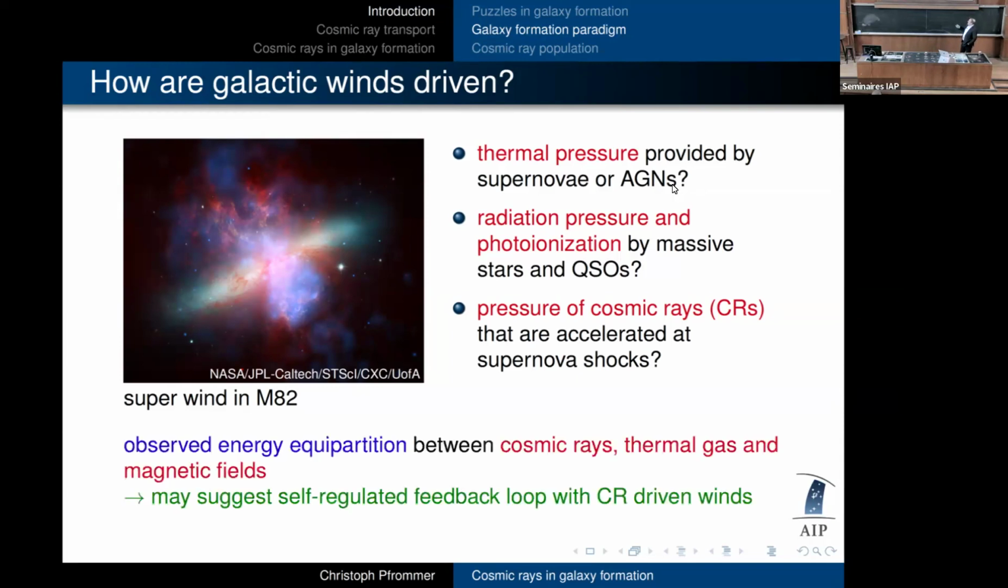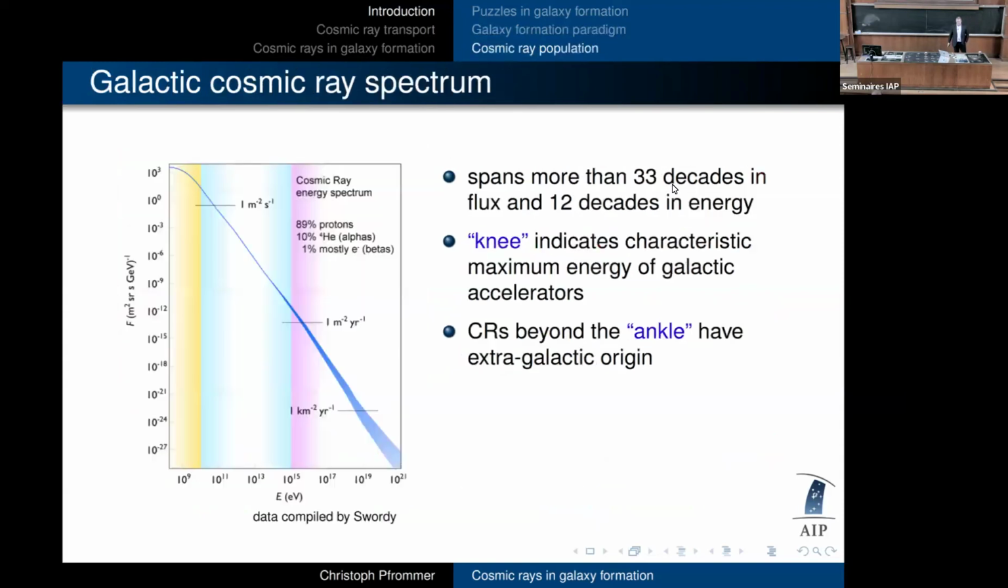So the main idea is that we observe an energy equipartition between cosmic rays, thermal gas, and magnetic fields in the local interstellar medium. Now, the thermal gas cools quickly, the cosmic rays don't, so they stay there. So there's an energy reservoir that cools very slowly and can potentially drive outflows. And this may suggest that the self-regulated feedback loop indeed has cosmic rays that drive this wind.